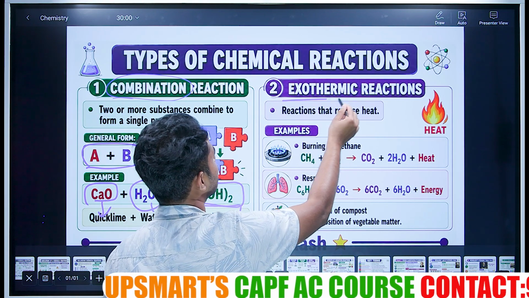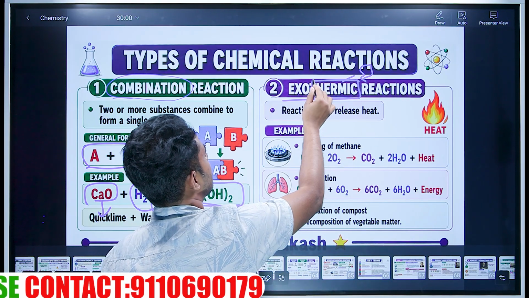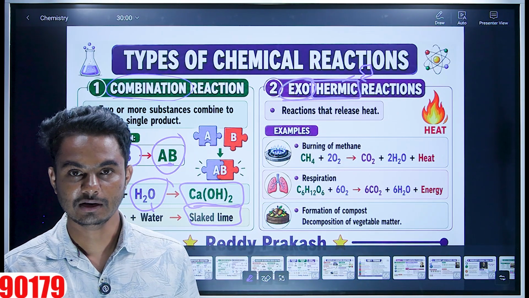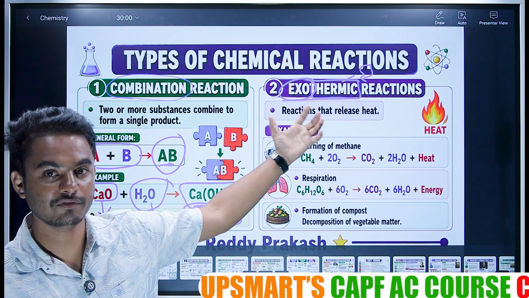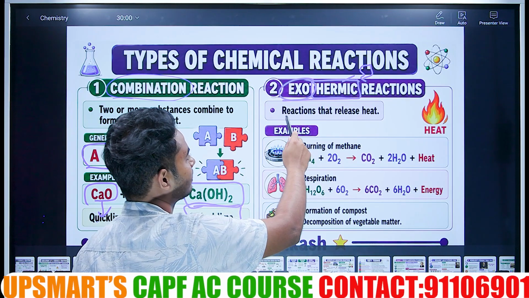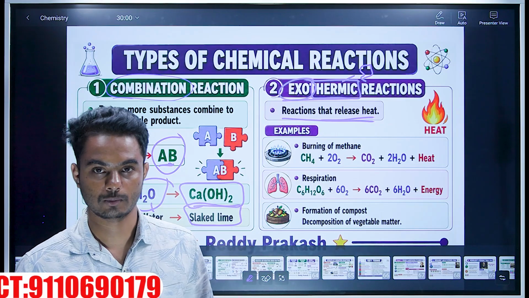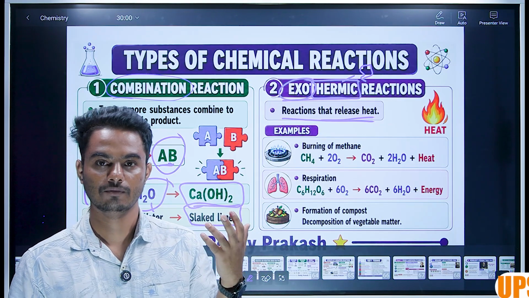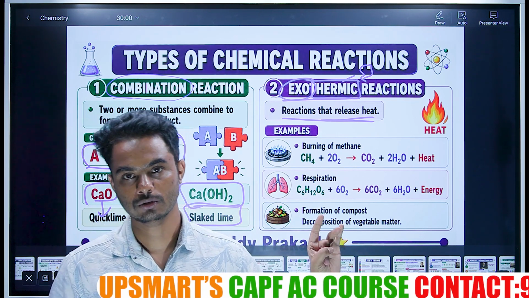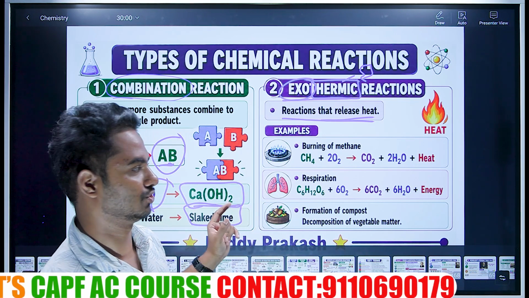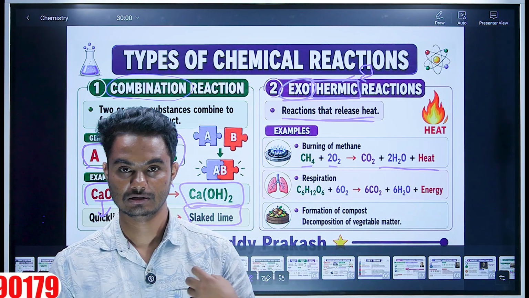Next is exothermic reaction. Thermic means heat. Exo means outside. Means heat is coming outside, means heat is being released. That is the meaning of exothermic reaction. Those are the kinds of reaction that release heat. I told you, we burn methane, we burn hydrocarbons. What will we get? We'll get carbon dioxide, we'll get water vapor, and we'll get the heat, no? So that is an exothermic reaction. Burning is an exothermic reaction.